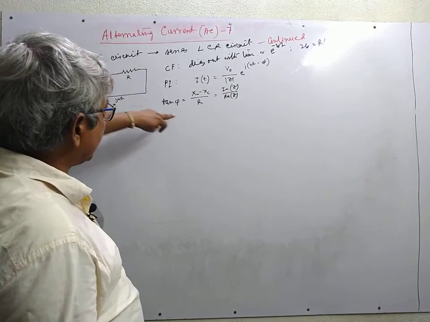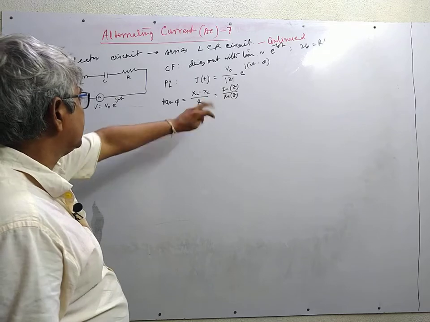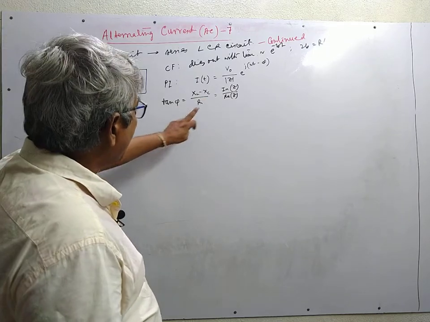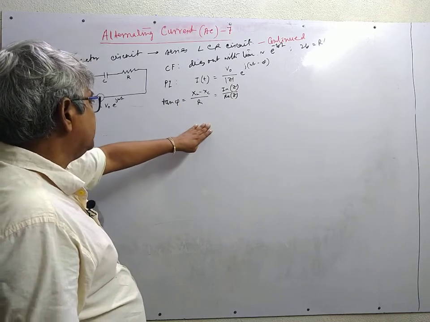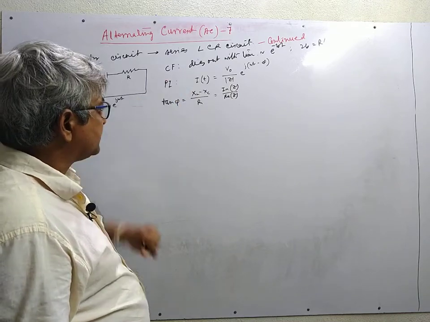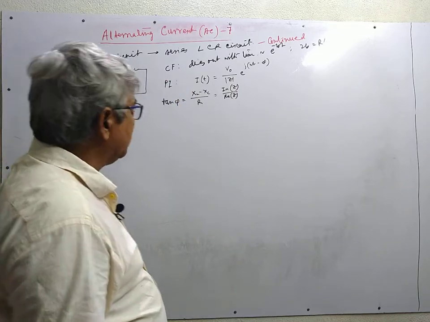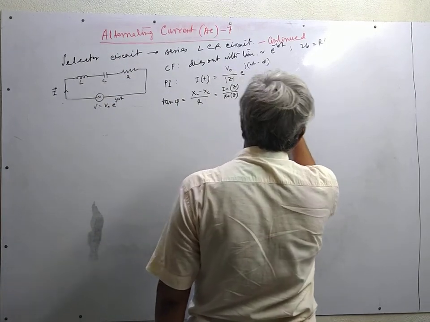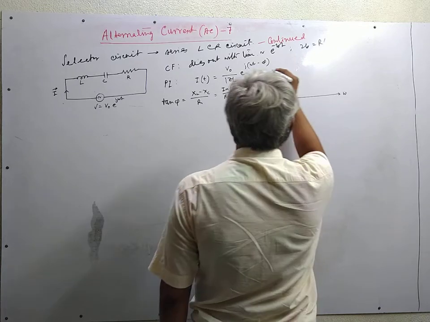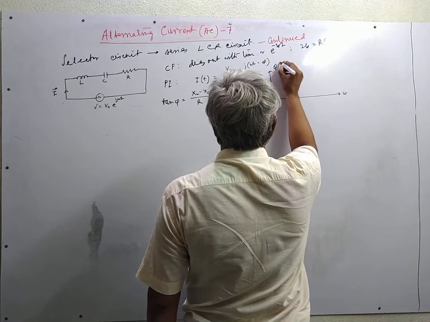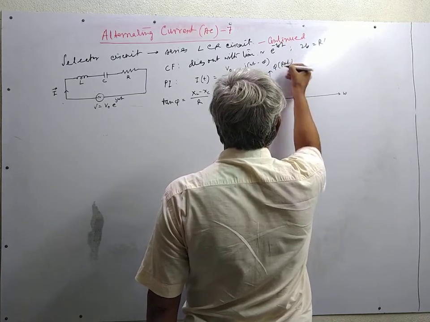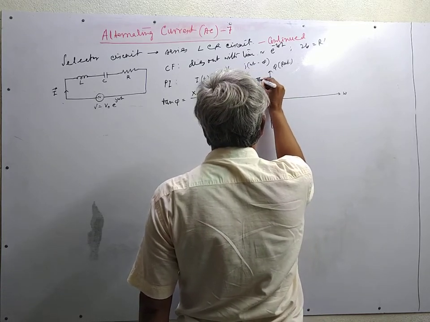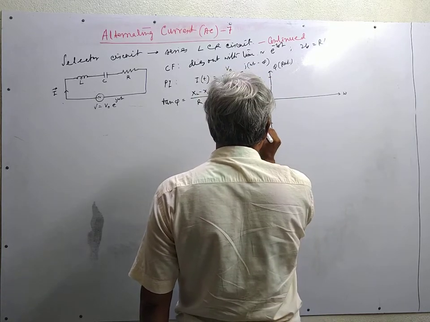And we know that for omega less than omega 0, phi is negative, and for omega greater than omega 0, phi is positive, and at omega equal to omega 0, phi is zero. The variation of phase with frequency: phi in radians, this is plus pi by 2 and this is minus pi by 2.